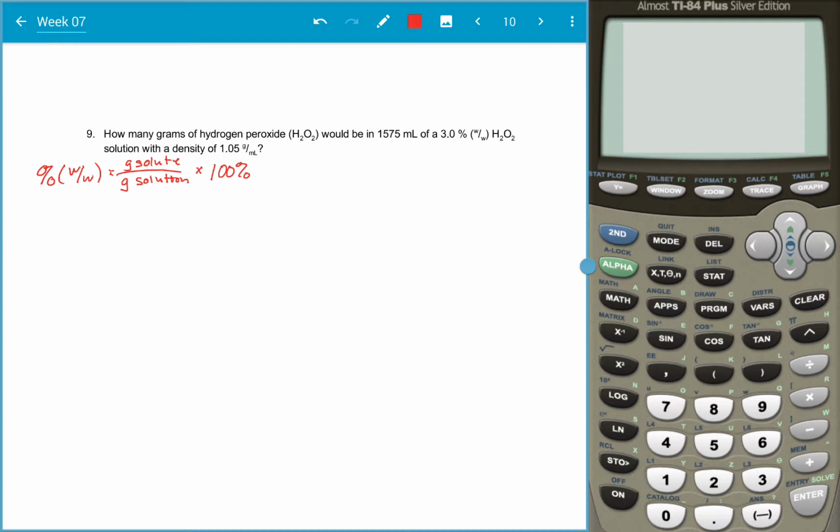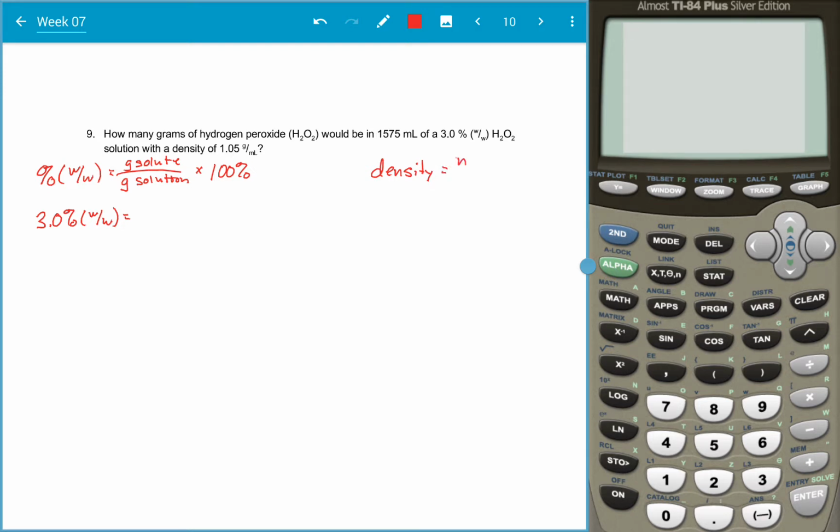Now, I look for numbers that I can plug directly in. I have my percent weight-to-weight, so I have my 3.0% weight-to-weight, but I have a volume and a density, neither of which are appropriate to plug into either grams of solute or grams of solution at this time. I need to convert.